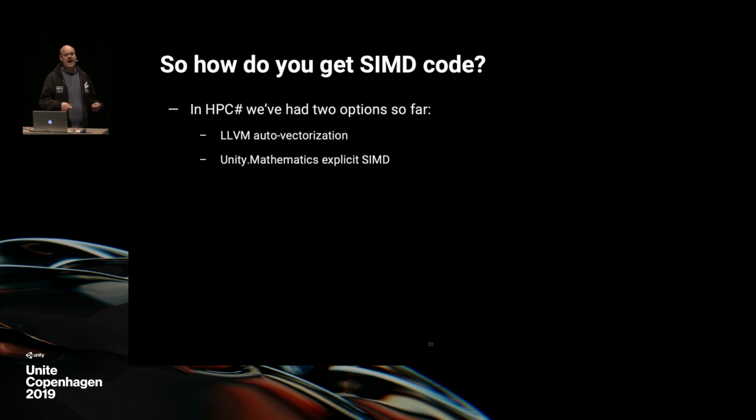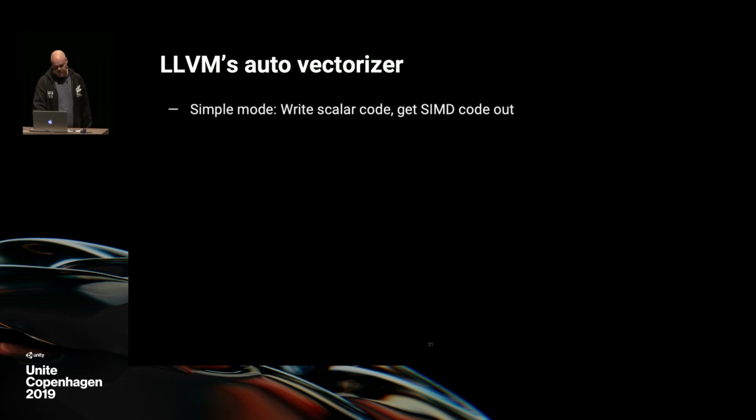Okay, so how do you do that? How do you get SIMD code? Well, up until when we released the Intrinsics, which we're also going to talk about in this talk, you've had 2 options available to you. You can rely on the auto-vectorization that we offer through LLVM's auto-vectorization path, or you can write explicit SIMD using mathematics, like in the example that I showed previously.